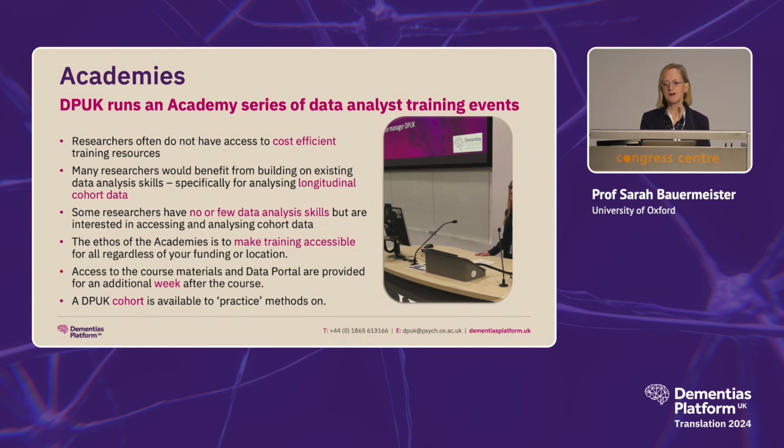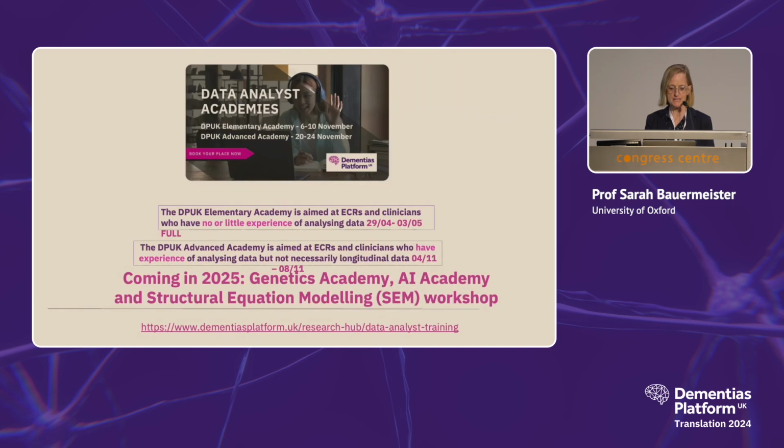We then have an advanced academy, and that is run towards the end of the year in the autumn. The idea is that people take part in the elementary, they develop their skills over the year, and then they're ready for the longitudinal advanced academy in the autumn. And so the advanced academy, we cover every day for 4 days: Cox regression, machine learning, structural equation modeling, and survival analyses. So those skills need to be developed from the elementary to the advanced.